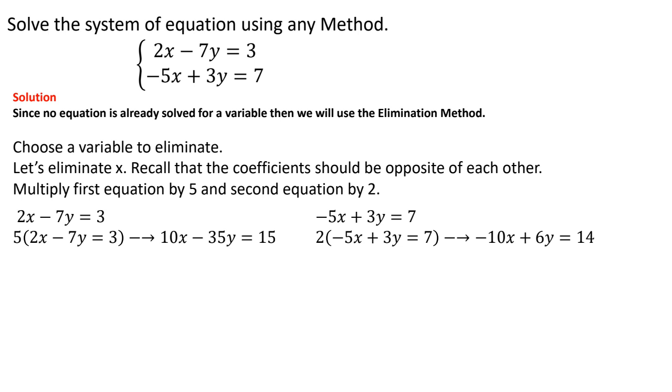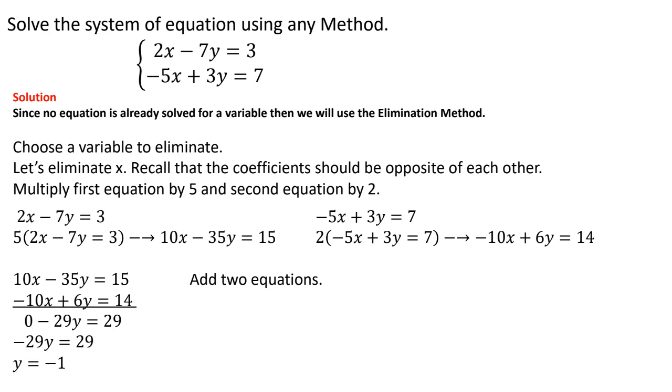So if you notice here for the x term, we have two terms that are of the same value but opposite signs, right? So now I'm going to add these two equations together. And when I do this, you see that 10x minus 10x gives me 0. I'm going to add negative 35y with a plus 6y, which gives me a negative 29y. And 15 plus 14 is 29. So here, 0 minus 29y is just minus 29y. So to solve for y, I'm going to divide both sides by a negative 29. I get y equals -1.